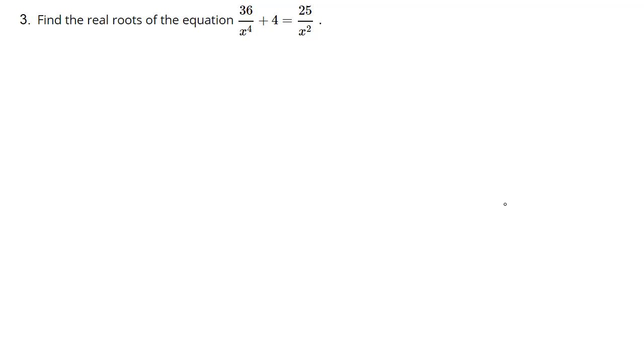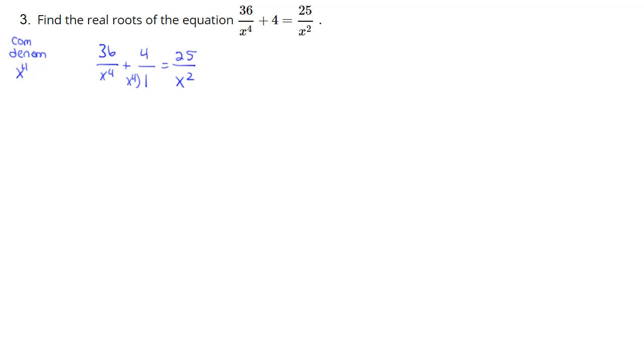In number 3, we've got find the real roots for 36 over x to the 4th plus 4 equals 25 over x squared. Now, this is a rational equation, and we're going to need to rewrite it without fractions. So in order to do that, we're going to identify the common denominator. In this case, x to the 4th seems like a denominator that I can get them all into.